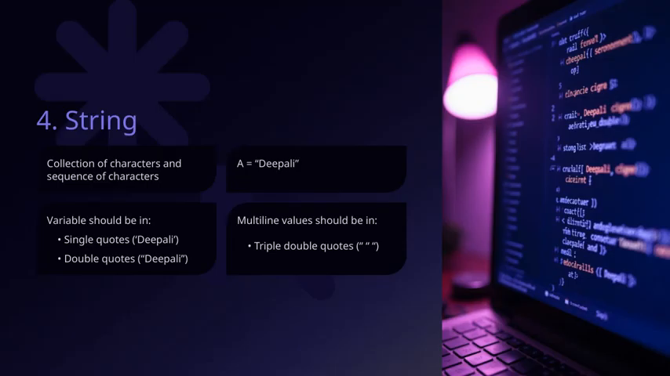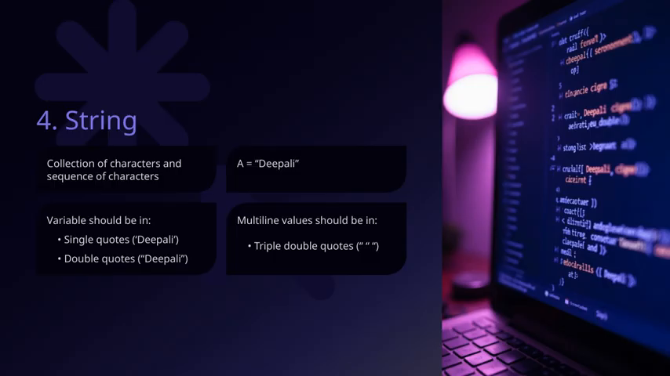Let's talk about strings in programming. A string is essentially a collection of characters, or a sequence of characters, that we use to represent text. When we assign a string to a variable, we need to enclose it in quotes. For example, if I want to store the name Deepali, I can use single quotes like this, 'Deepali', or double quotes, "Deepali". Both are acceptable, but it's important to be consistent in your code.